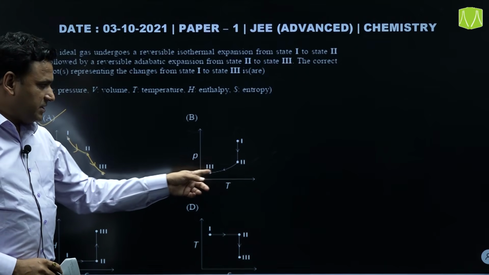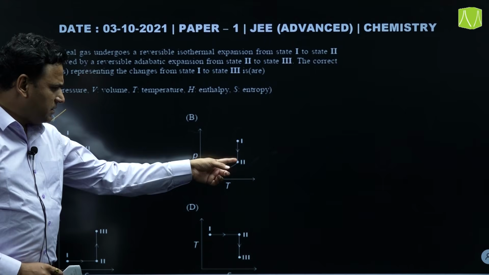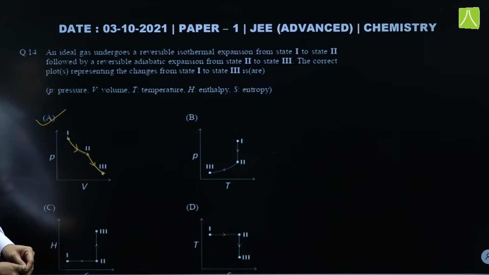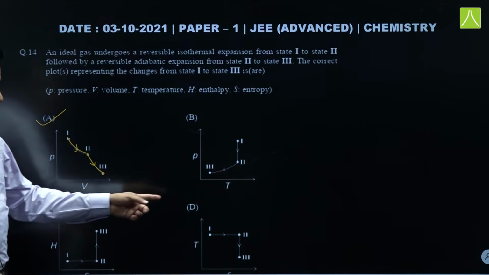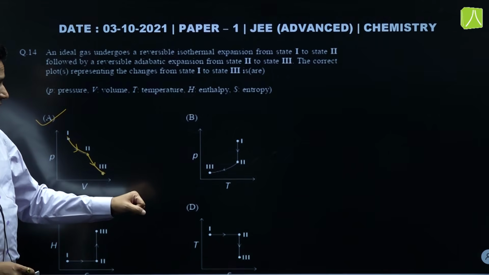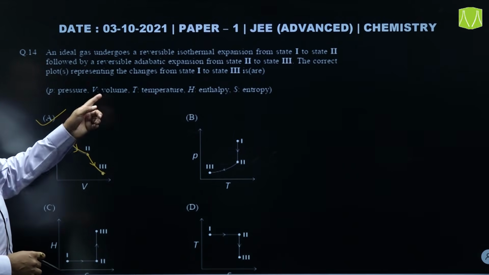B is definitely incorrect. This is not isothermal. 1 to 2 is isothermal. 2 to 3 is adiabatic. In adiabatic expansion, if the gas is expanding then the temperature will be decreasing, and if this is expanding then the pressure is going to decrease. So, 1 to 2 is going to be isothermal expansion.